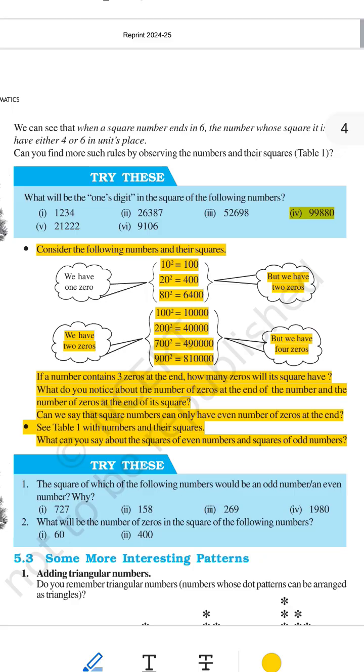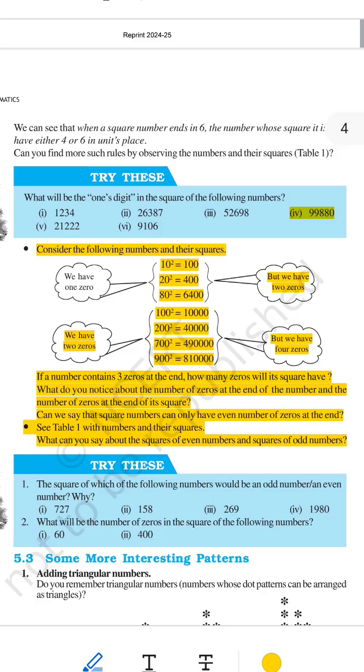6. Answer. If a number has 3 zeros at the end, how many zeros in its square? From what we see, 1 zero, 2 zeros; 2 zeros, 4 zeros; 3 zeros, 6 zeros. So a number with 3 zeros will have 6 zeros at the end of its square.